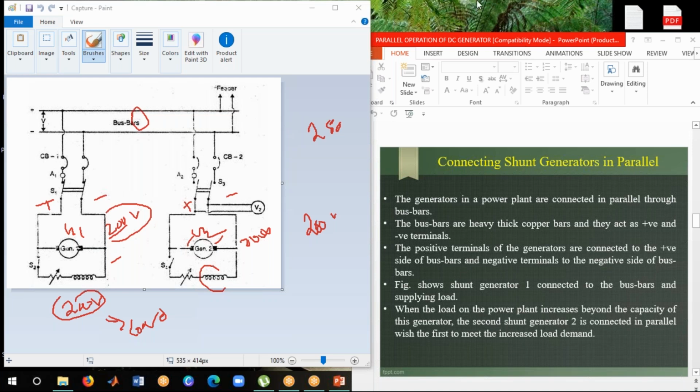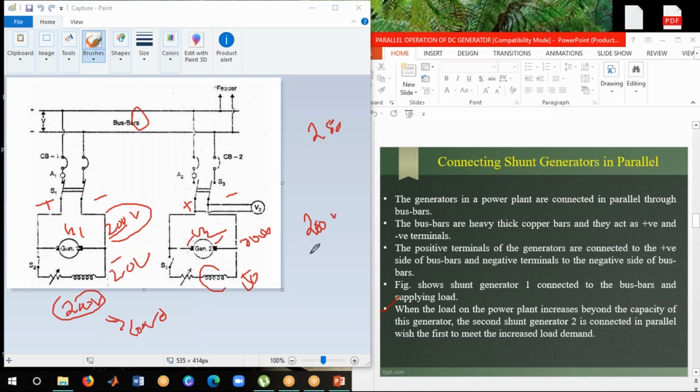So when the load on the power plant increases beyond the capacity of this generator, అంటే దీని యొక్క కెపాసిటీ కన్నా ఇంక్రీజ్ అయితే ఏమవుతుంది, the second generator 2 is connected in parallel with the first to meet the increased load demand. సో ఇప్పుడు మనకు 50 వోల్టేజ్ పెరిగింది కాబట్టి ఆ డిమాండ్ ని మనం మీట్ చేయాలంటే we need to use the secondary generator. ఓకేనా? ఈ సెకండ్ జనరేటర్ కూడా సో దీని నుంచి 200, దీని నుంచి 50 వోల్ట్స్ రావాలి.